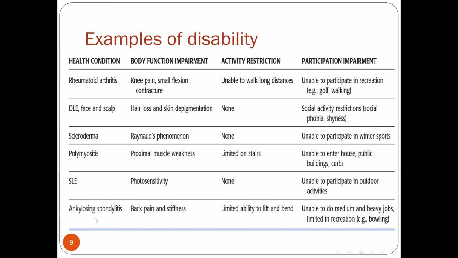Another important example is ankylosing spondylitis. Loss of anatomy leads to back pain and stiffness. Loss of function leads to inability and limitation to lift or bend. Both of them lead to inability to do medium and heavy jobs and limitation in recreation like bowling.